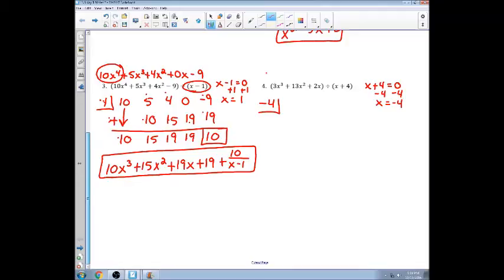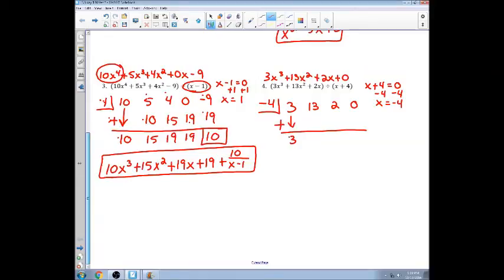So I need to rewrite this: 3x cubed plus 13x squared plus 2x plus 0. I'm going to put my coefficients in. So 3, 13, 2, and 0. My addition bar, my addition sign and my bar, I'm sorry. Drop the first number. Okay?